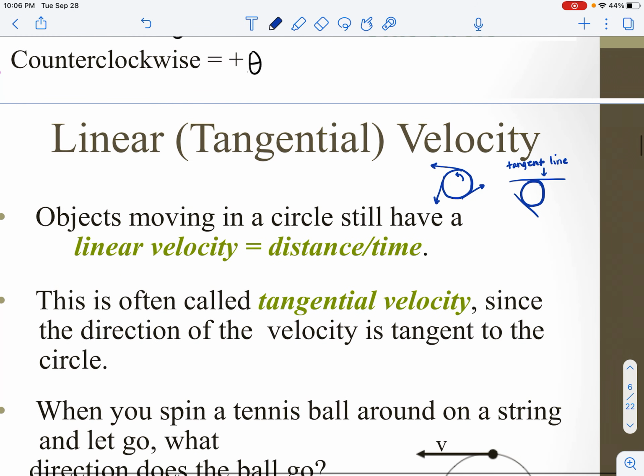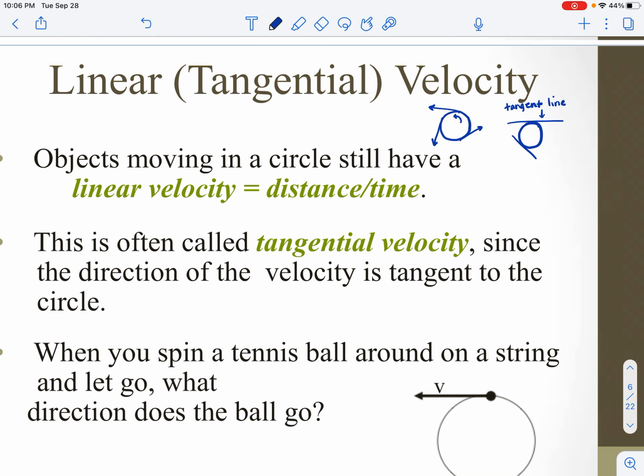Okay, so the word linear velocity means the same thing that it meant to us in previous chapters. Linear meaning a straight line. Tangential, with the root being tangent, and I've already explained what a tangent line is. So don't get confused in future questions. You may see it written as linear velocity. You may see it written as tangent velocity. Or you may see it written as tangential velocity, but they all mean the same thing.